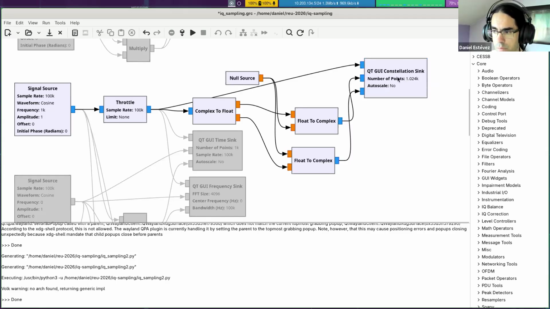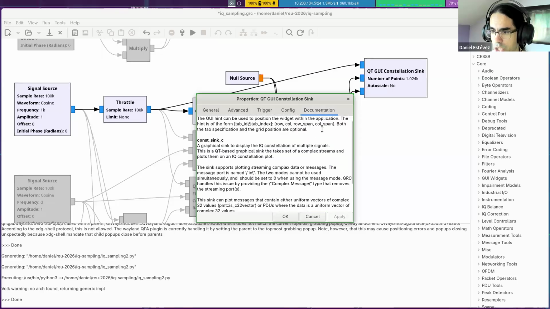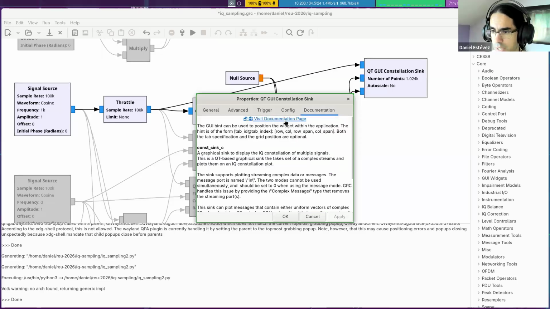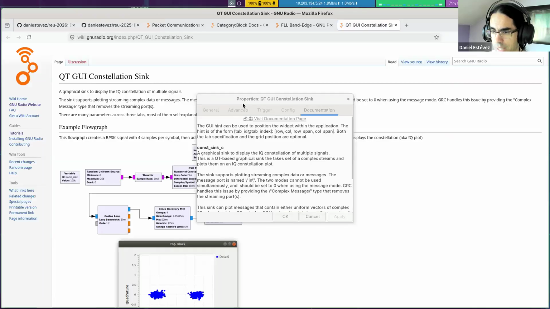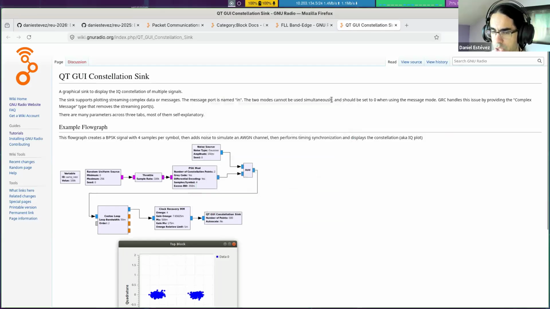It's called constellation sink because for digital communication signals, we use the complex plane to encode data, and the different ways in which we can encode data are called constellations. So that's why it's called constellation sink, and because it has a funny name, maybe this is a good chance to go and visit the documentation page. So I just right-clicked it on the block, went into documentation, and there is this link which will get me directly into the documentation about this.